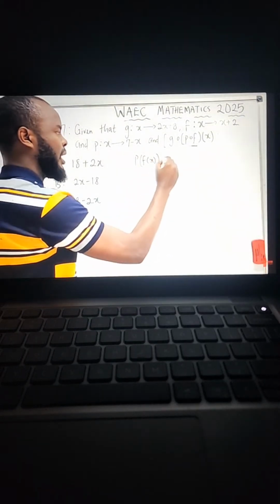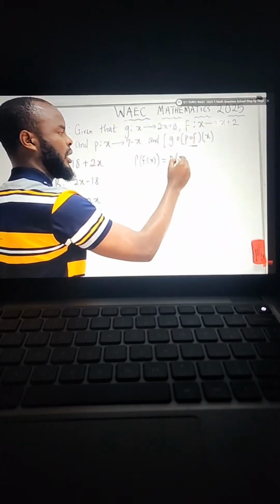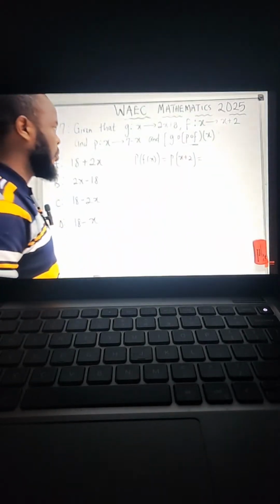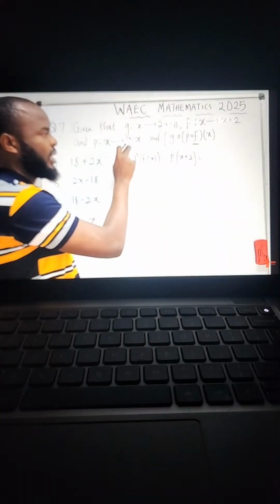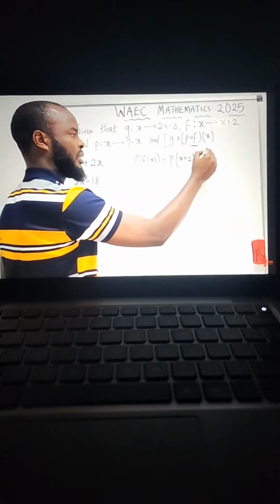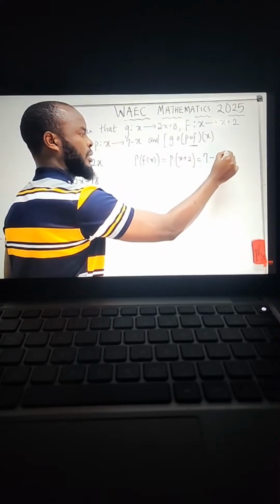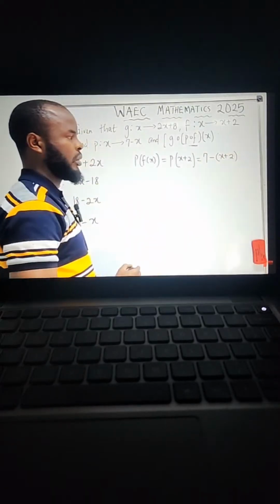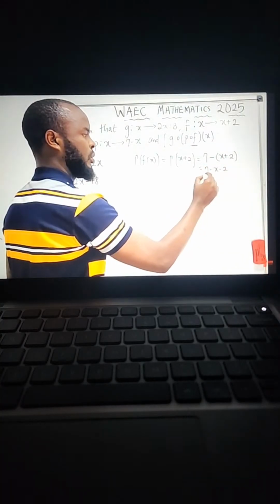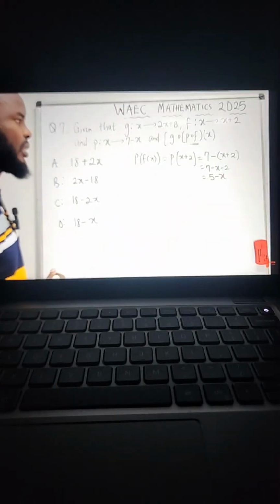Now, to do this, here we have p. What is f of x? F of x is x plus 2. What you want to do is, this is p, so anywhere you see x, you plug this in place of x. So here we have 7 minus, instead of having x, we change it to x plus 2. And here we have this to be 7 minus x minus 2, which is 5 minus x. This is the first thing.